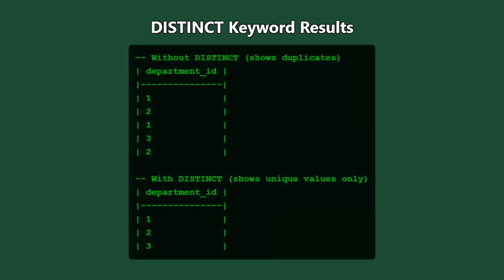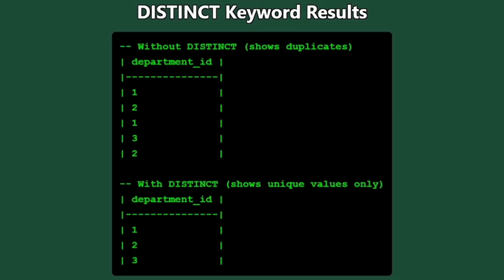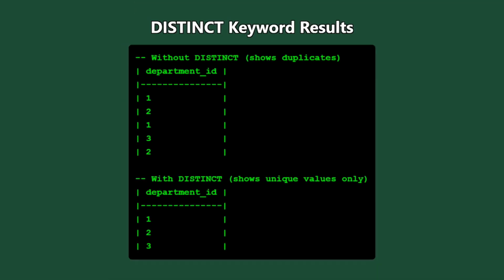You can see the result. The query without DISTINCT shows repeated department IDs like 1 and 2. With DISTINCT, each department ID appears exactly once in our result set.